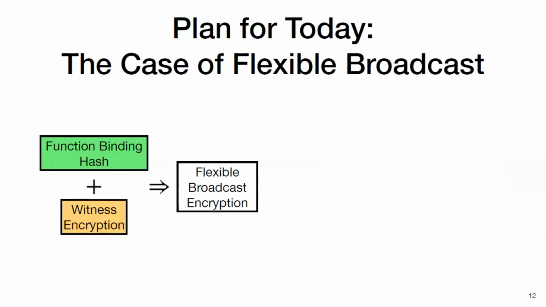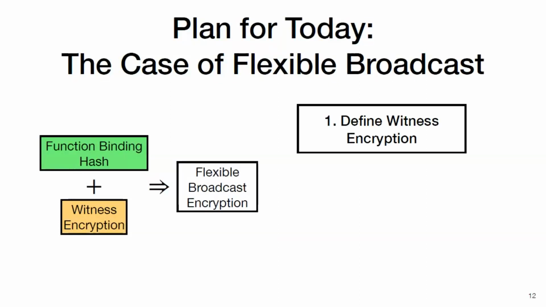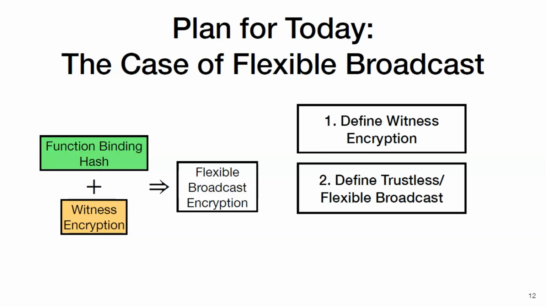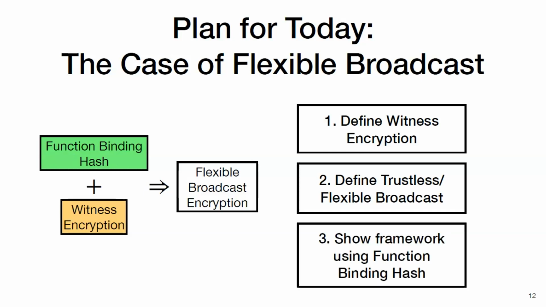Okay, so that's the overview of our results. For the rest of the talk, I want to zoom in on the case of flexible broadcast to show our framework of how to build it from witness encryption and these function binding hash functions, which I'll define in a bit. And so the plan is first just to formally define witness encryption. Second, define this new notion of flexible broadcast that we define in this work, which is a trustless variant of broadcast encryption. And third, I'll show how to actually build flexible broadcast from witness encryption. And naturally, it'll come up how this function binding hash function comes into play.